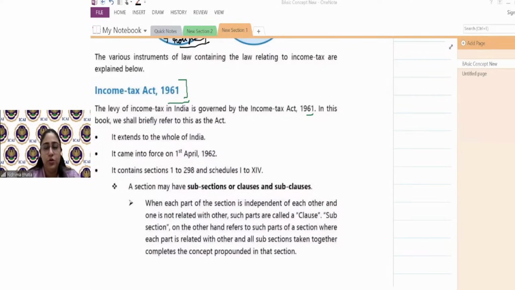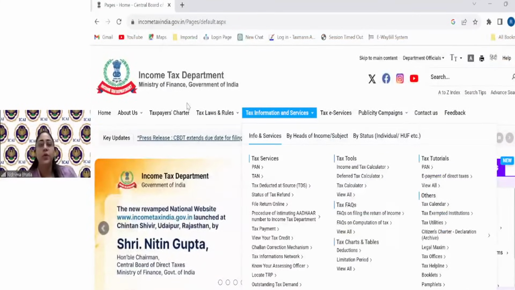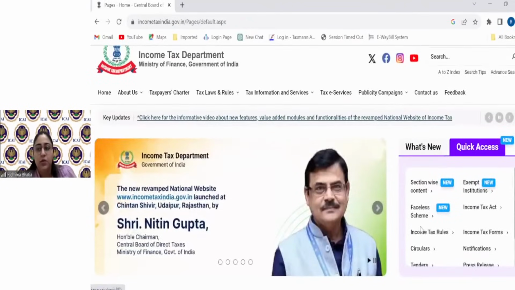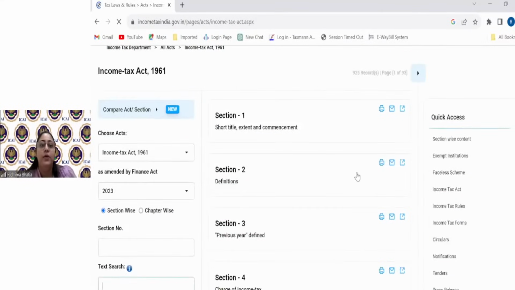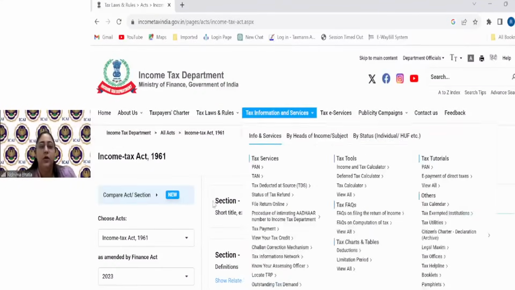I will show you also where you find those acts, okay? So you have to go to incometaxindia.gov.in. Someone who has referred to this site earlier, this site was revamped very recently, last month. So how do you find the Income Tax Act? यहाँ पे quick access में always you will find the Income Tax Act. Just click here. It will redirect you to a particular act.